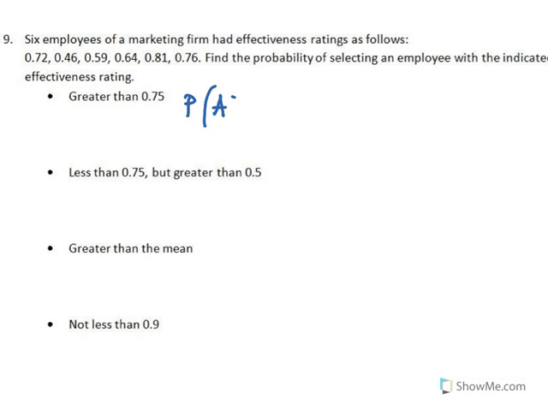Probability of event A greater than 0.75 will be in this form: a fraction, right? How many total possible outcomes are there? 6, right? And how many of these ratings are greater than 0.75? It's 0.76 and 0.81, and that's it. These are the only 2. So it's 2/6, or 1/3.